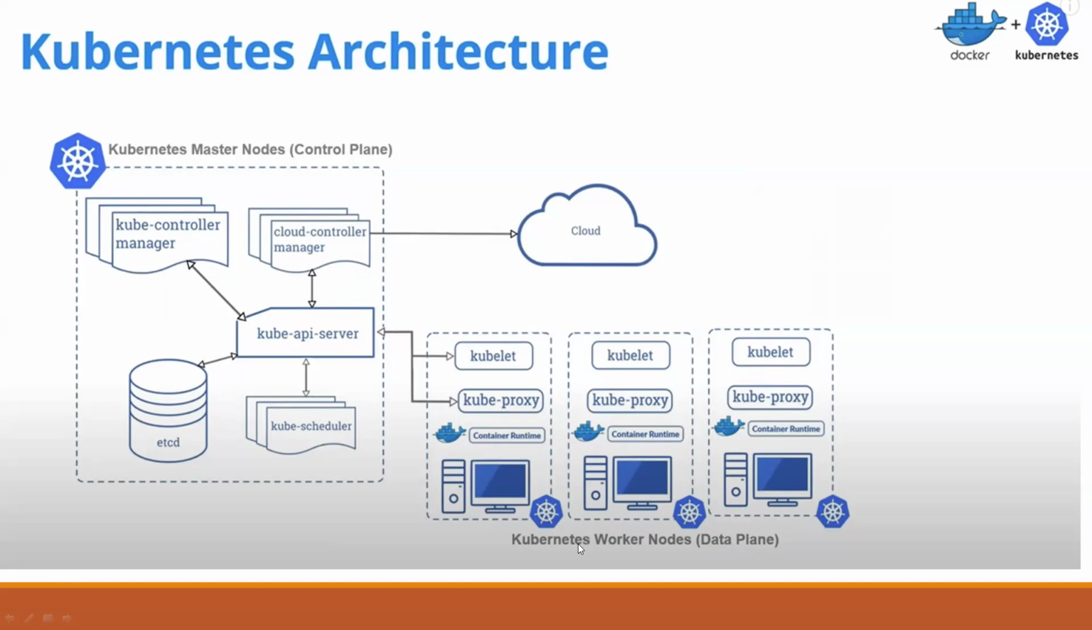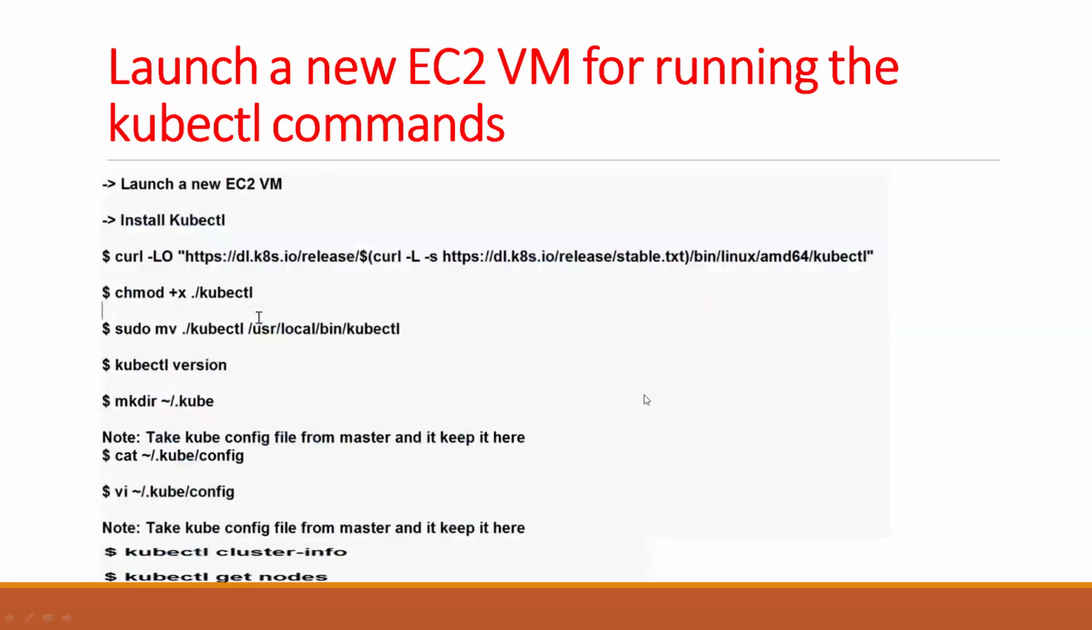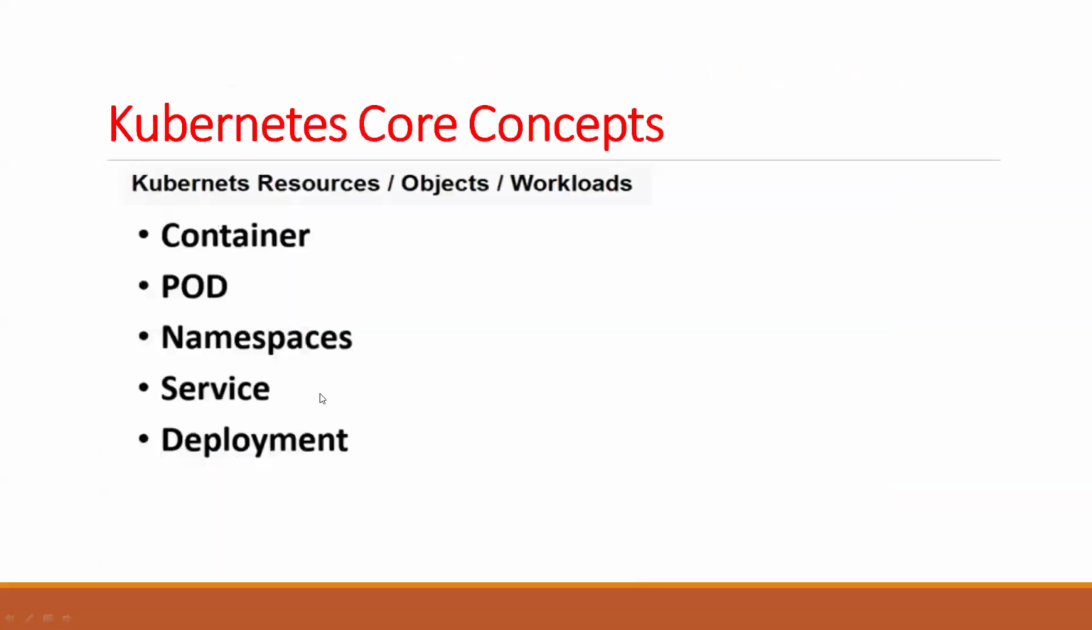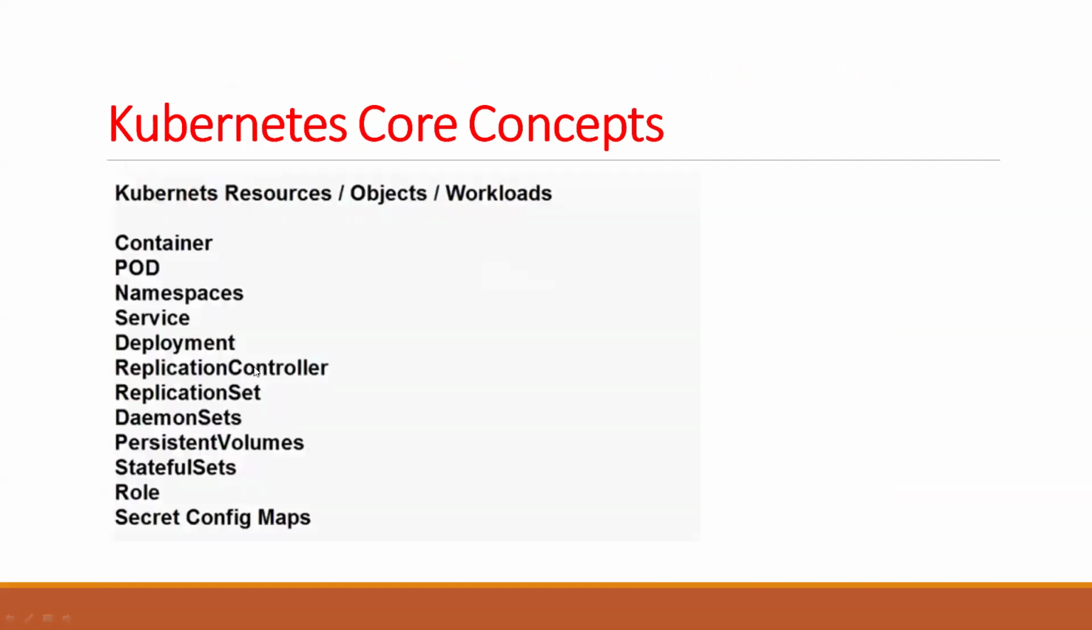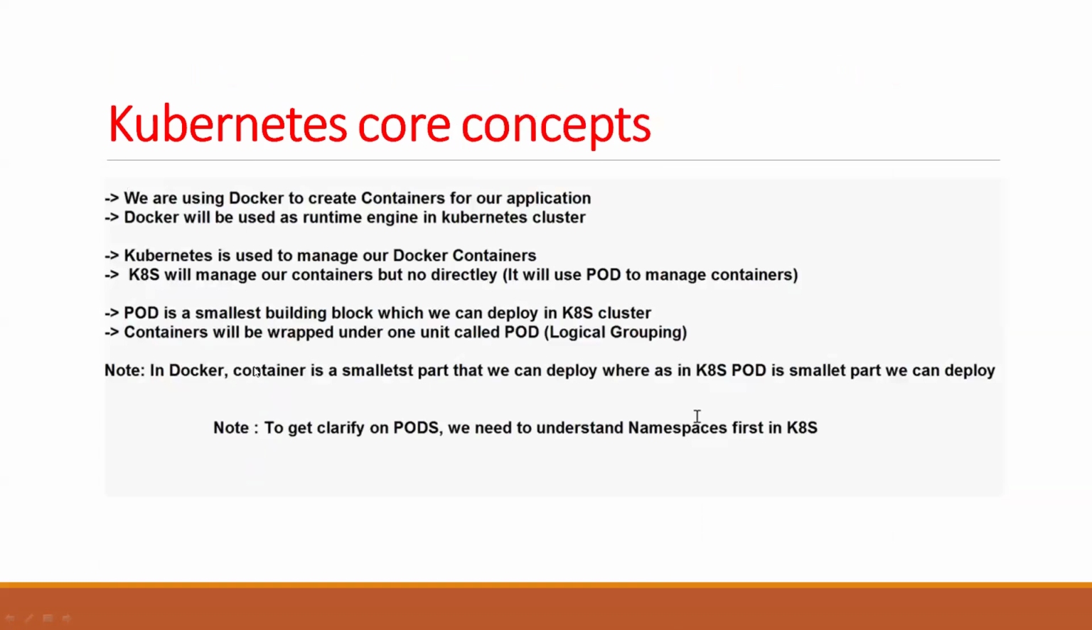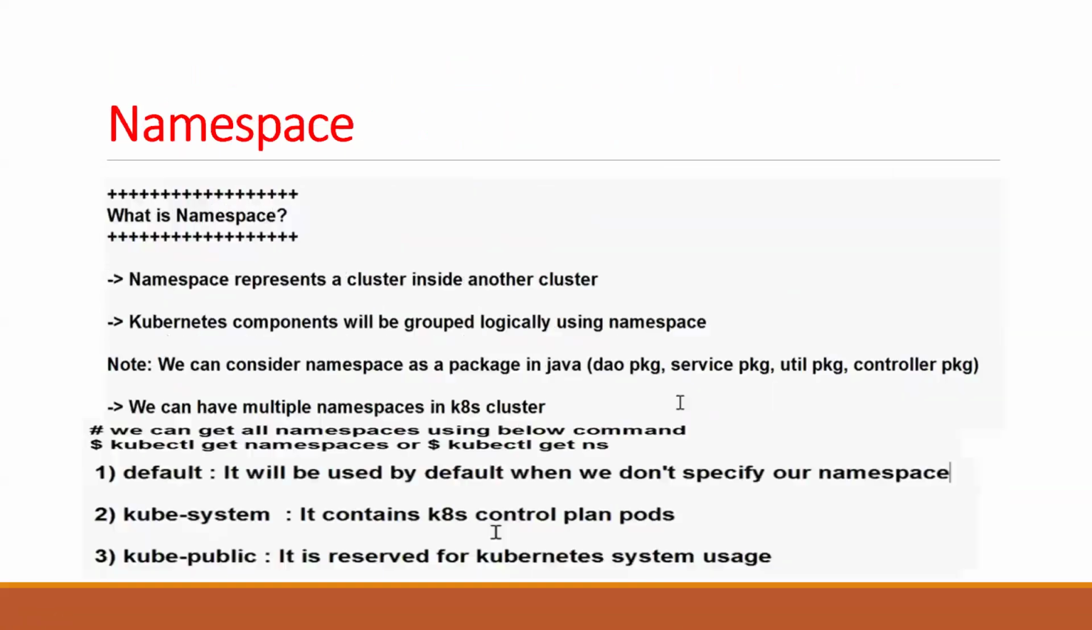These all are our applications. These are the worker nodes, and worker nodes will run the applications. We launched a new instance for the kubectl commands, right? Now, Kubernetes core components and resources: container, pod, namespace, service, deployment. We know container, pod, and service. So we need to learn the namespace and the deployment, right?